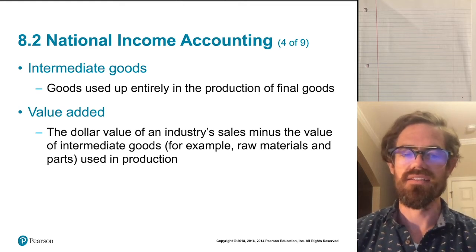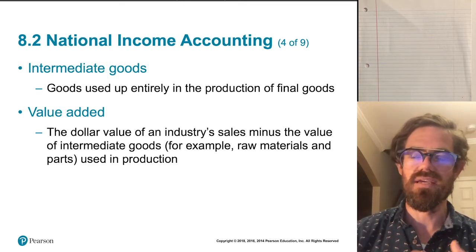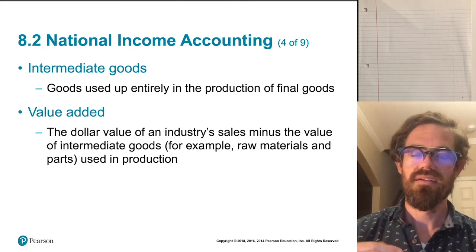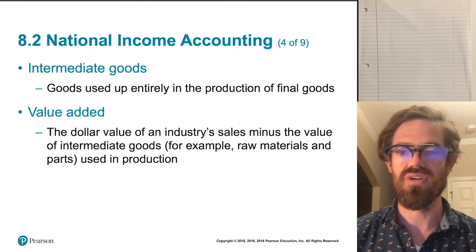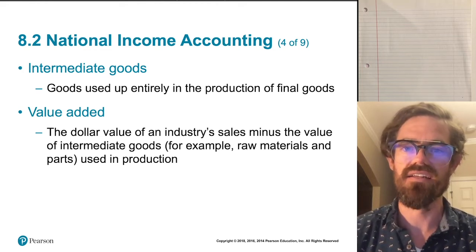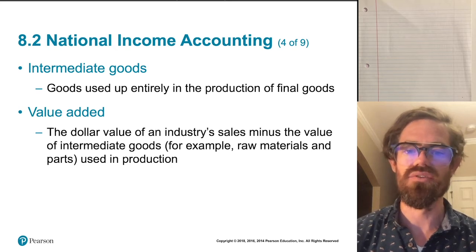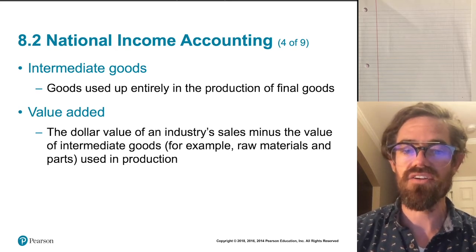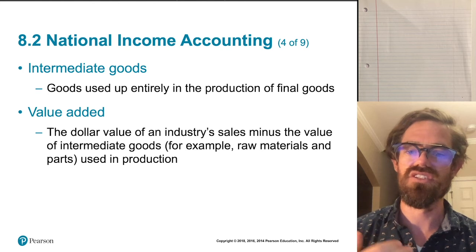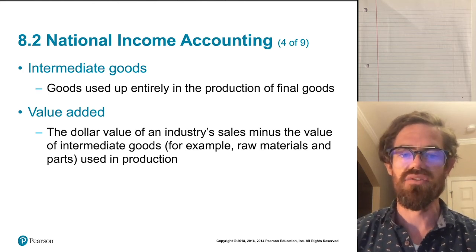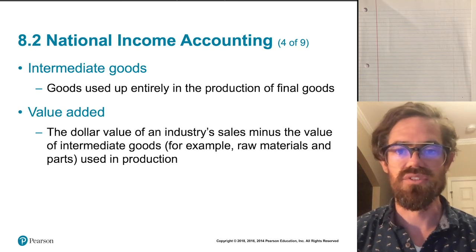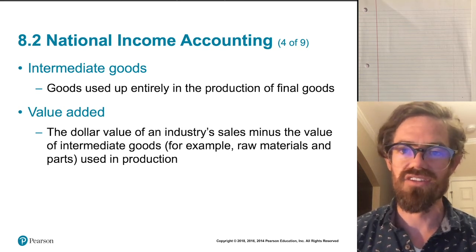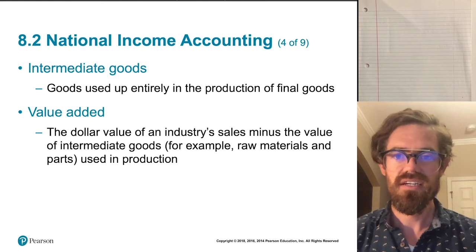Okay. And this basically is companies taking intermediate goods and adding some value by transforming them into final goods. Right. And so that's what this value added concept is. You can calculate it as the dollar value of an industry's sales minus the value of intermediate goods, right? So if Subway sells you a sandwich for, let's say, $5. They sell you a $5 footlong.